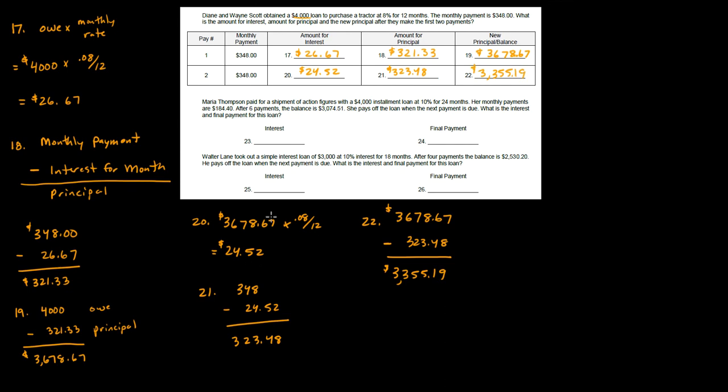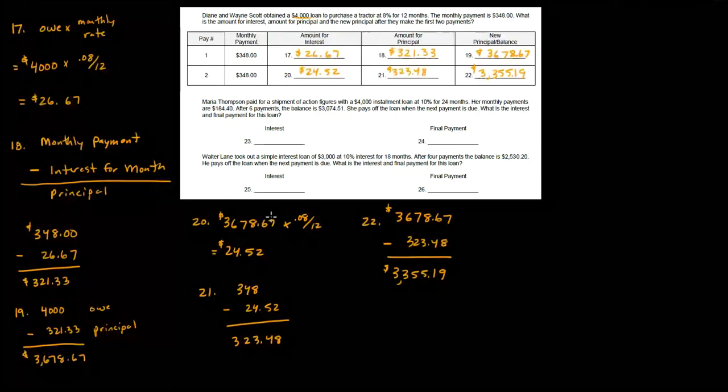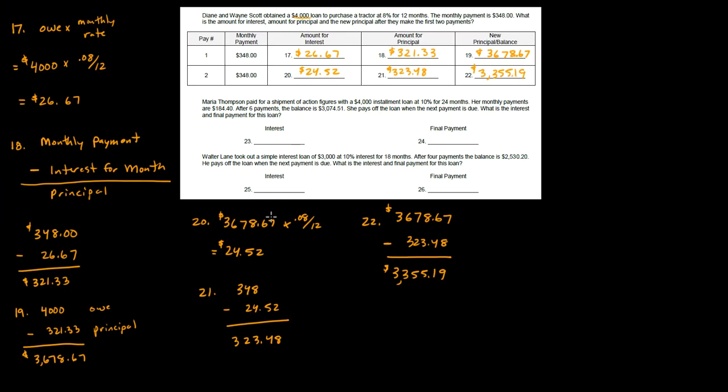Let's skip down to 25 and 26. So for number 25, what I have is the amount of interest that takes place in a loan. So let's read it together. Walter Lane took out a simple interest loan of $3,000 at 10% interest for 18 months. All right, pretty standard stuff. After 4 payments, the balance is $2,530.20. He paid off the loan with the next payment when the next payment is due. What is the interest and the final payment of this loan?